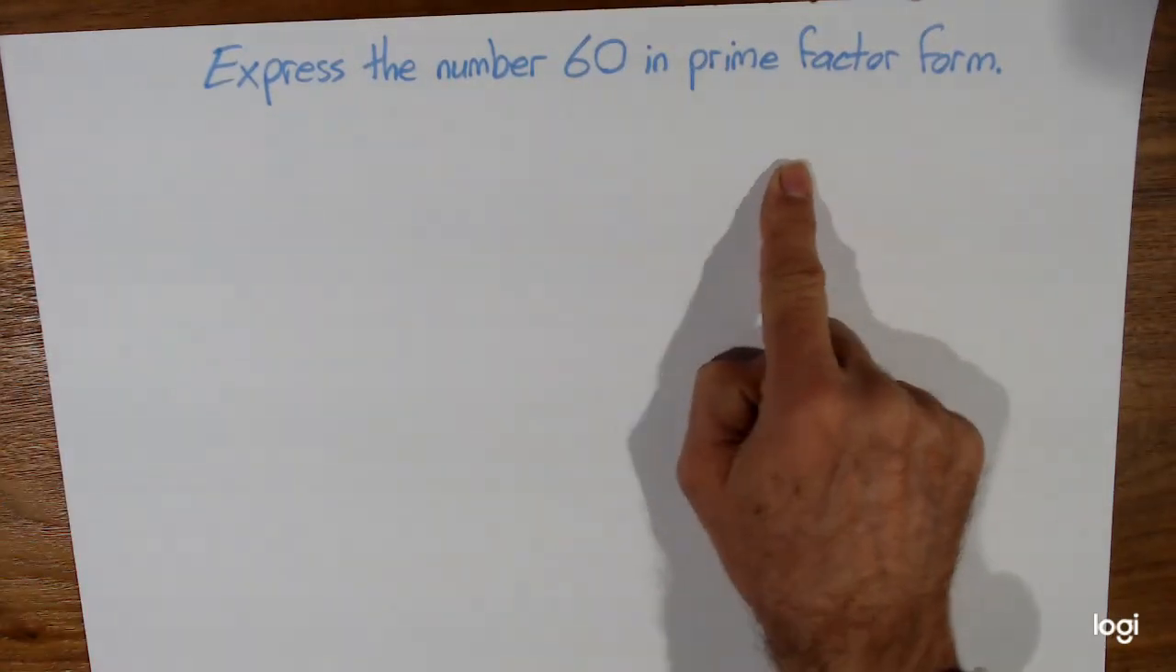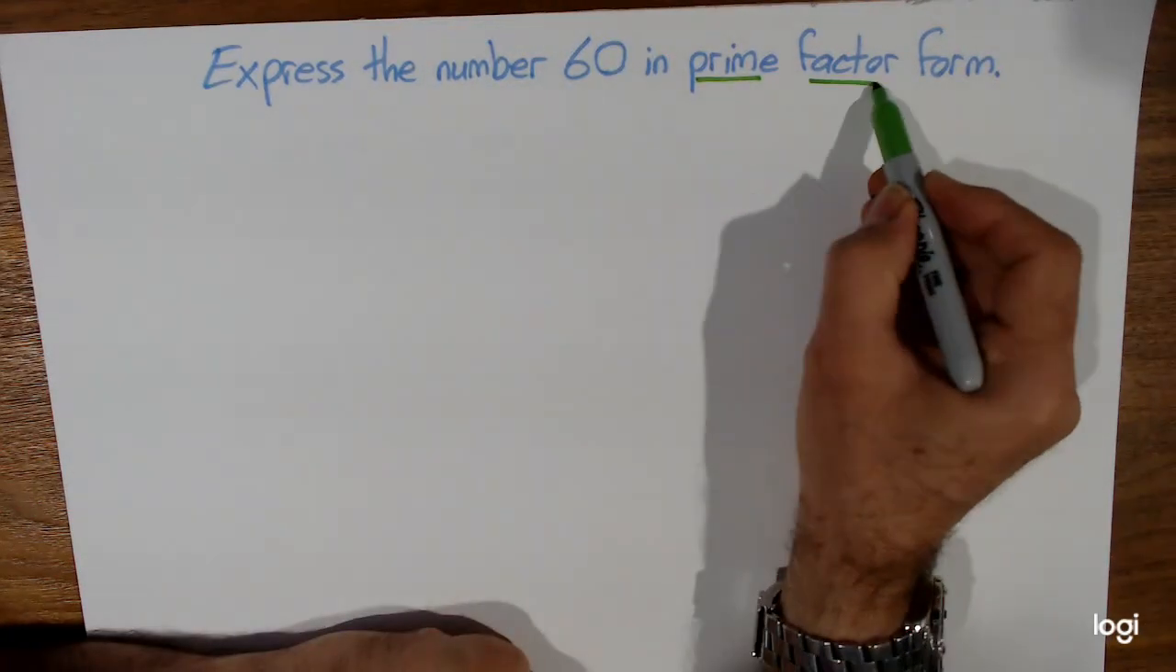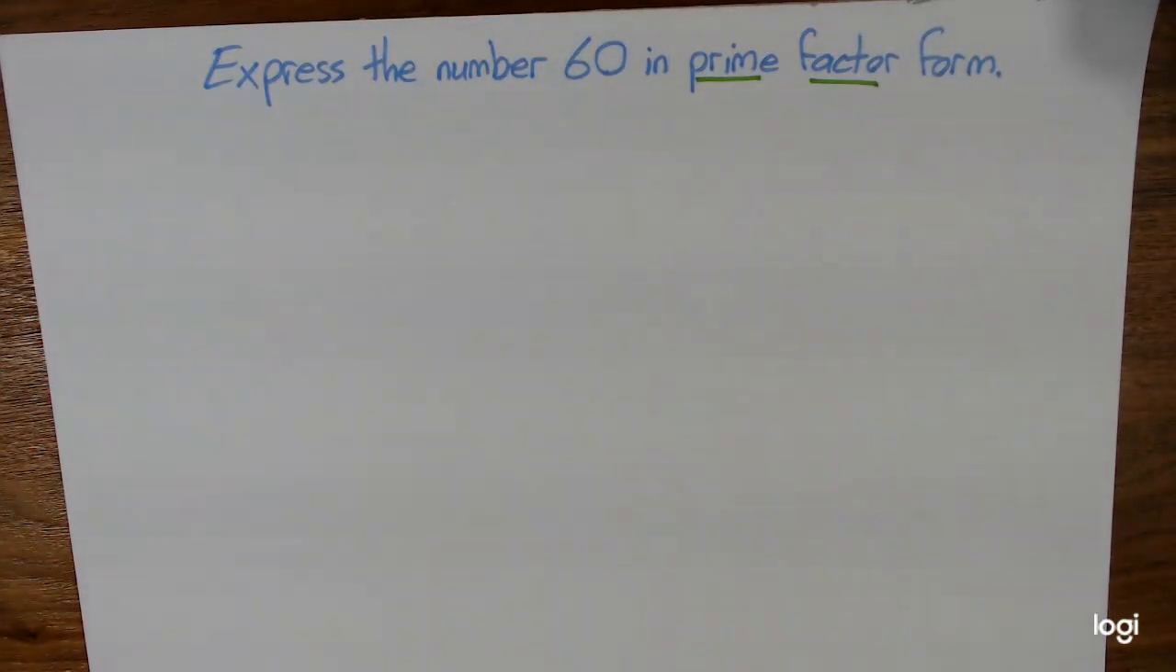This is Taxis. It says express the number 60 in prime factor form. Now that's great, but if you don't know what a prime is and if you don't know what a factor is, you can't even start. So I'm going to start there. Right? So firstly, what's a factor? The factors of a large number are just smaller numbers that go into that larger number. In other words, you could divide a large number by a factor and you'll get a whole number.